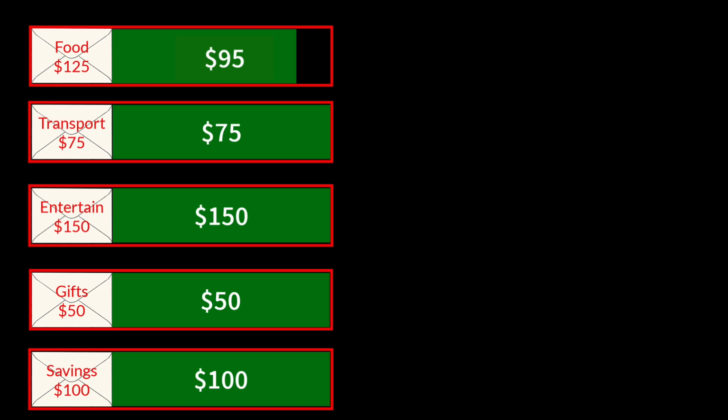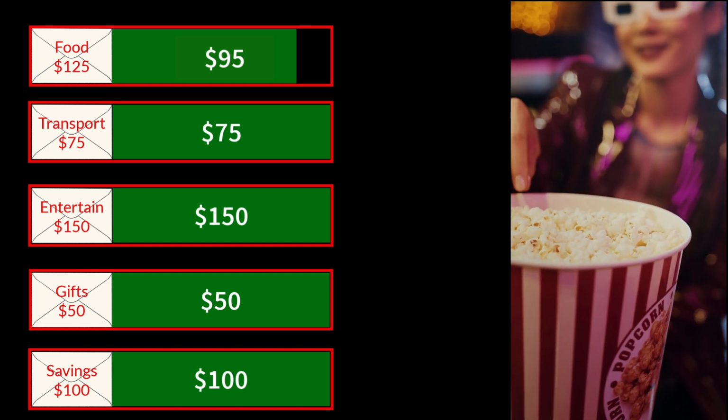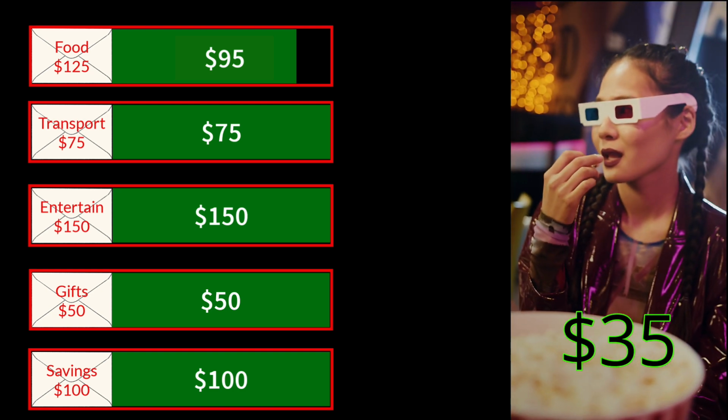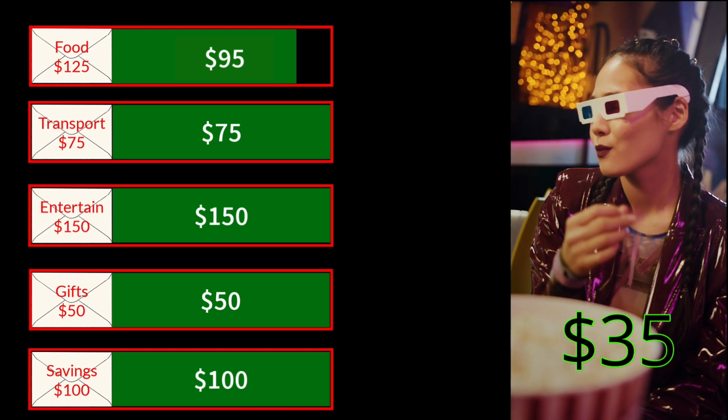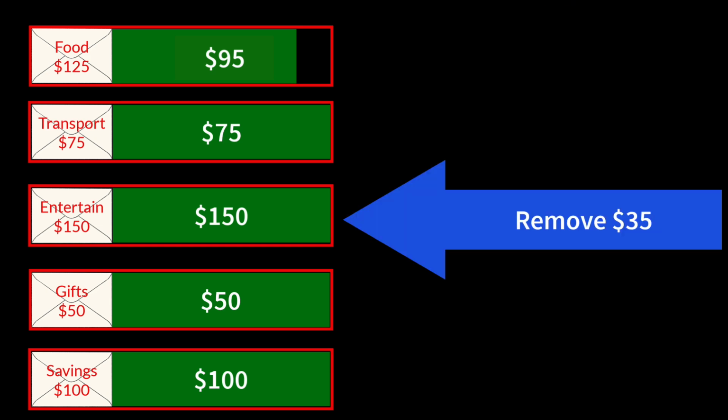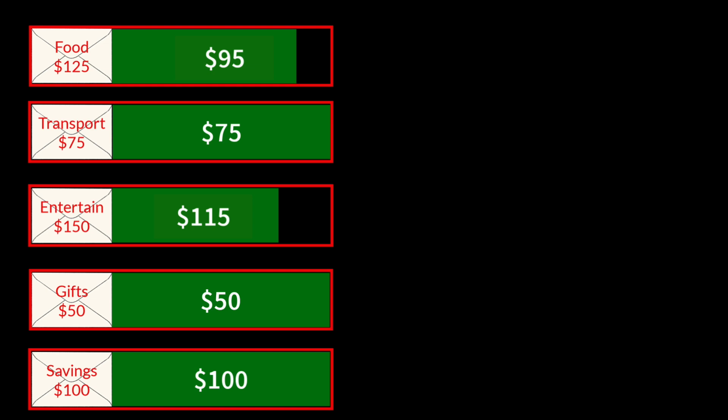One more quick example to make the point. You go to the movies with some friends, you buy some popcorn, you buy a movie ticket, and you wind up spending $35. Now you're going to remove $35 from your entertainment envelope. Actually, you would have done that before you went to the movies and brought the cash with you. But in this case, you're going to remove it from the envelope, leaving you with $115 left for the month in entertainment. So that's how you would use the envelope budgeting system with cash.